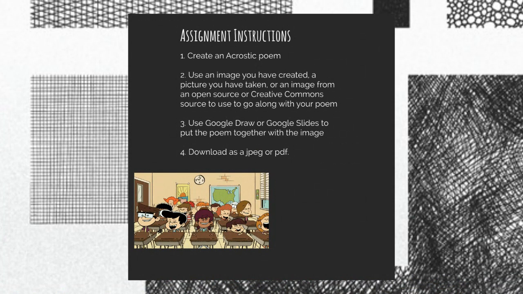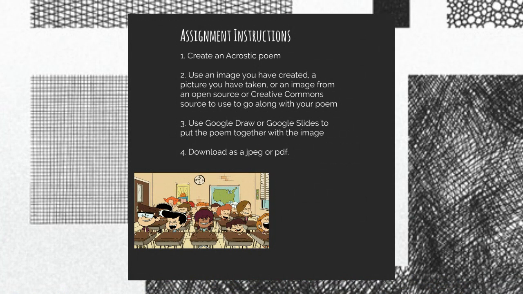You can find an image from an open source or Creative Commons, which is inside of Canvas, so inside of your classroom. The big thing is whatever image you create, take, or find, the image must go along with your poem, okay? So it has to make sense. If you look down at the image that I found, it is a picture of a class. They all look happy. They're all smiling. So this goes along with my theme and my message of class.